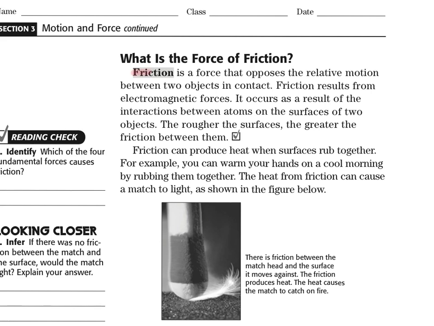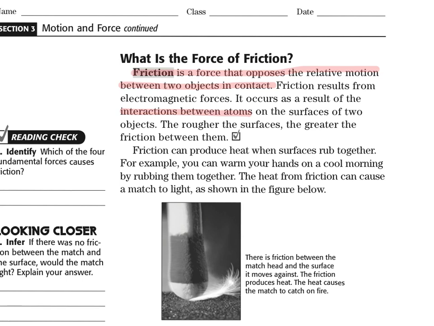Friction is the force that opposes motion between two objects that are in contact. Friction actually comes from electromagnetic forces because of the two surfaces that are touching. And so it's because of the interactions between atoms that we get friction. So the rougher the surfaces, the greater the friction is between the two because of the types of atoms they are comparing.